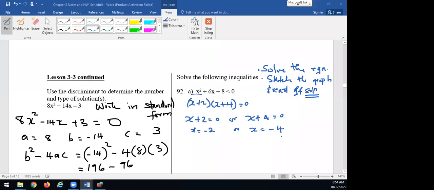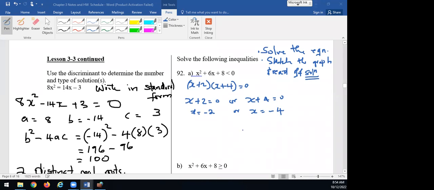Now let's sketch the graph. And it's a very rough sketch, by the way. Now you know where it must cut your x-axis. Look at this, everybody. It's at negative 2 and negative 4. So let's say we have negative 2 here, and here we have negative 4. It's a very rough sketch. It doesn't matter. You don't have to be by scale. We're just going to use it to read off the inequality solution.